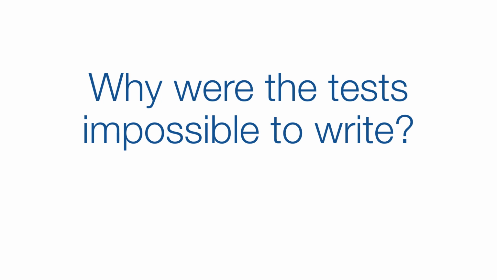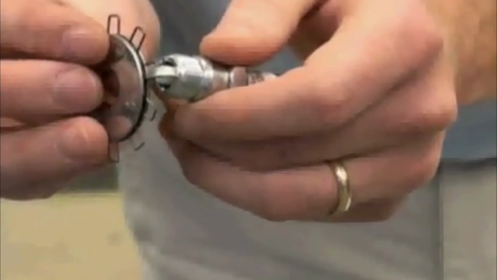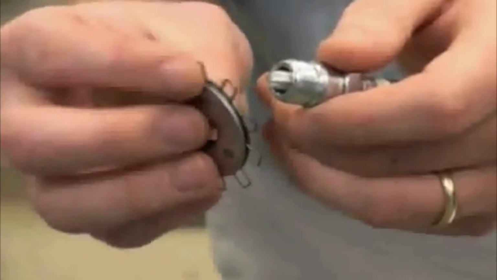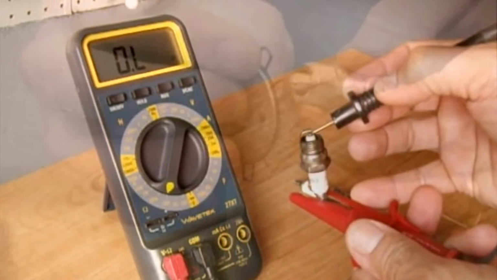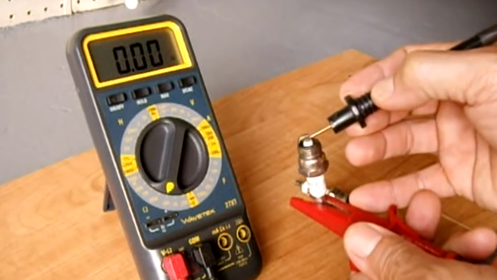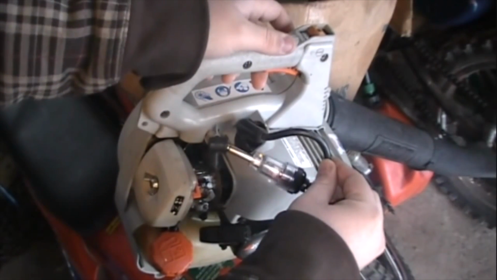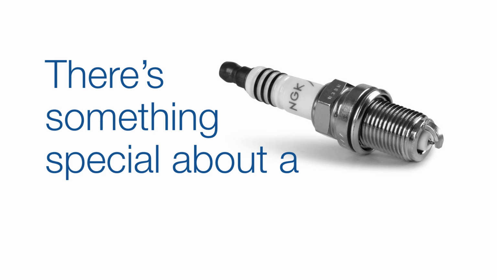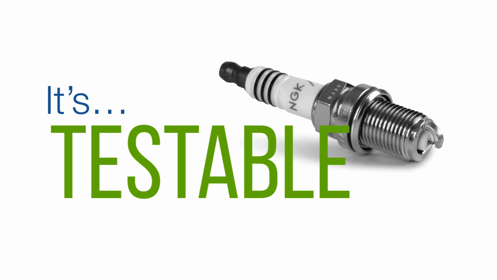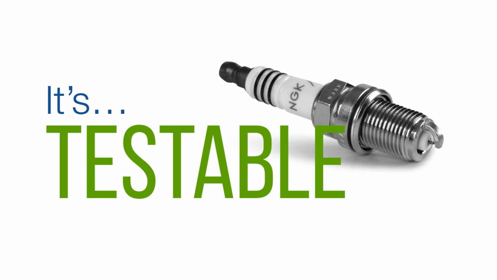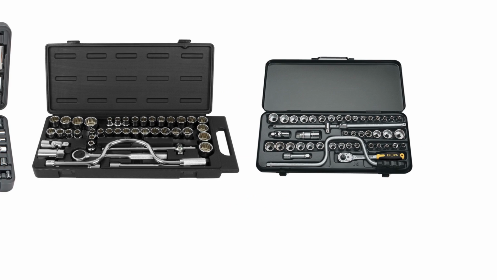Why were the tests impossible to write? Well, I was trying and failing to write a test for something that wasn't like a spark plug. Remember in the last episode, we talked about testing the gap of a spark plug? Now that's a perfect example of a unit test. Another perfect example would be a test of its resistance. With the right equipment, we could even perform a unit test to confirm that it sparks. All of these tests are possible because there's something special about a spark plug. It's testable. By design, it can be removed from the engine. It's one of the few things in the world that has a more or less standardized tool for removing it.